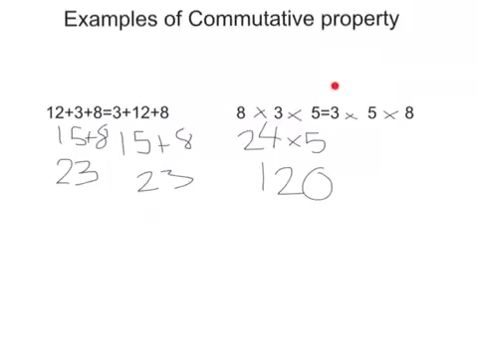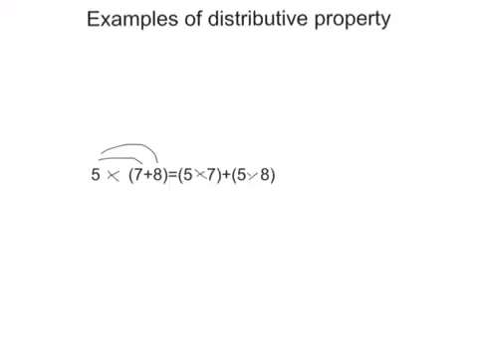Now we're going to do the other half. So 3 times 5 times 8. 3 times 5 equals 15. 15 times 8 equals 120. So I changed the numbers, these two, and those ones, and they still came out to the same answer. So that's commutative property.